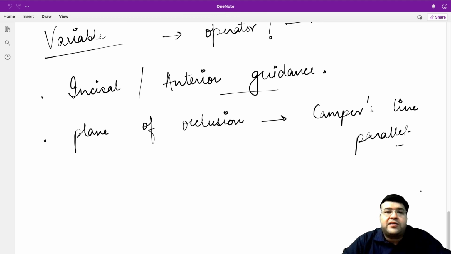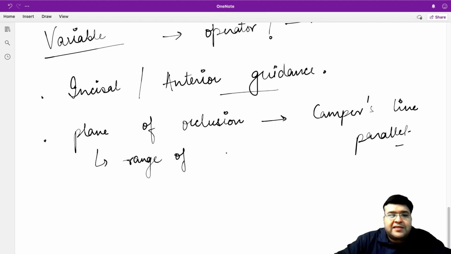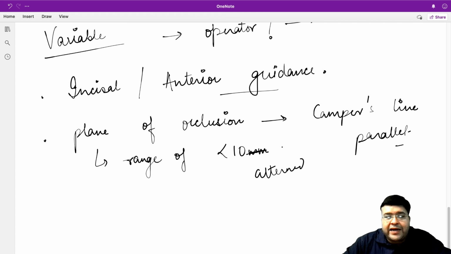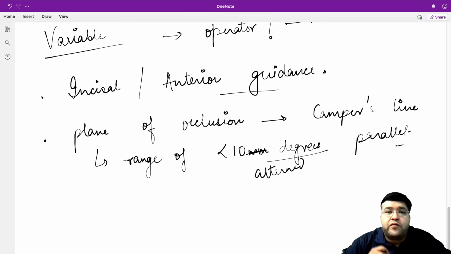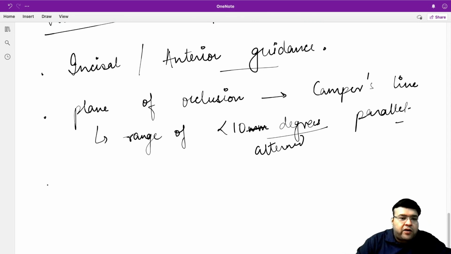So what you need to understand here is that the plane of occlusion is a variable determinant, it can be altered, we all do it, but there is just a range of less than 10 millimeters which can be altered. Sorry, less than 10 degrees. The plane is in degrees. So not more than 10 degrees upper or lower can be done if you change the occlusal plane, but still it is in our control. We can try and alter it.